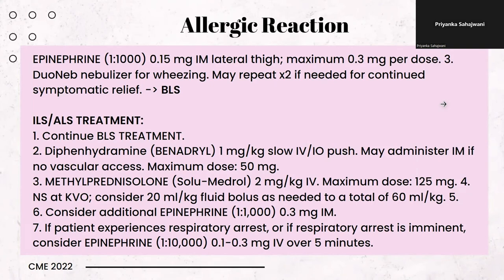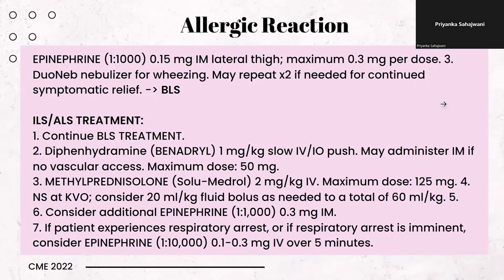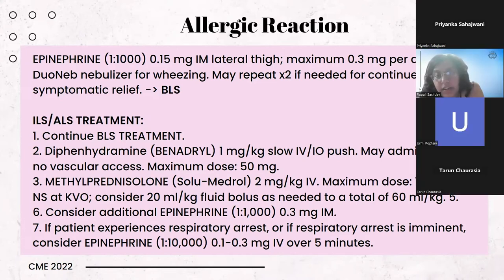And it's okay if you don't know all the doses. There is a slide at the end that has all the essential doses that you need to know. In allergic reactions, at least remember the dose of epinephrine. That is 1:1000, 0.15 milligram IM. And you can also give additional epinephrine if required.